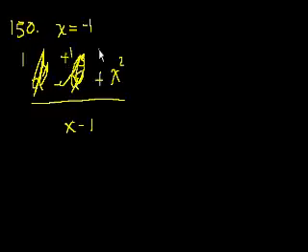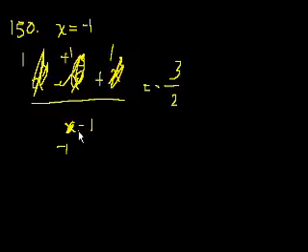And x squared is plus 1, right? Negative 1 squared is 1. And then you have minus 1 minus 1. So in the numerator, you have 1, 2, 3. The denominator, you have minus 2. Let's put the minus out front. Minus 3 halves. And that's choice A.